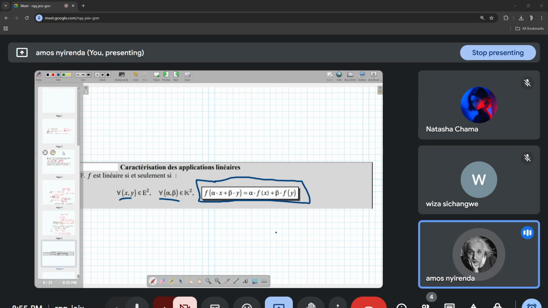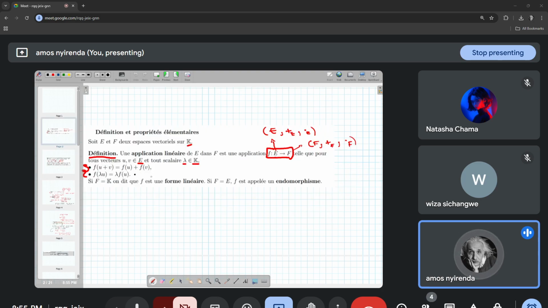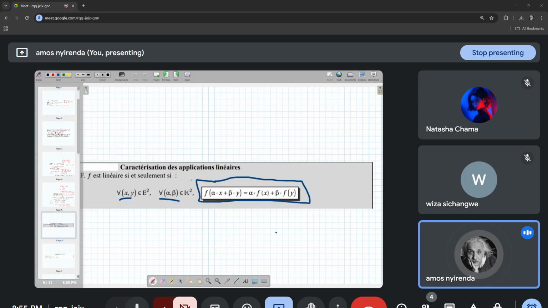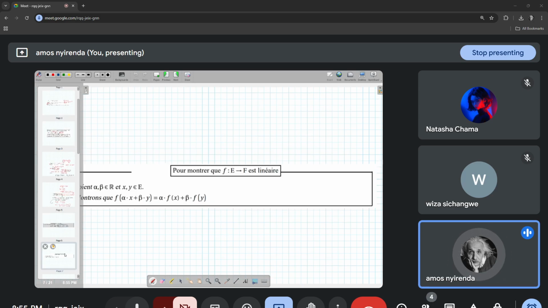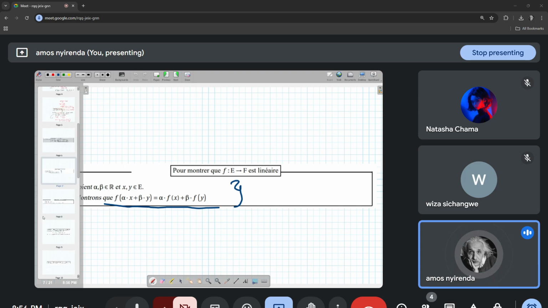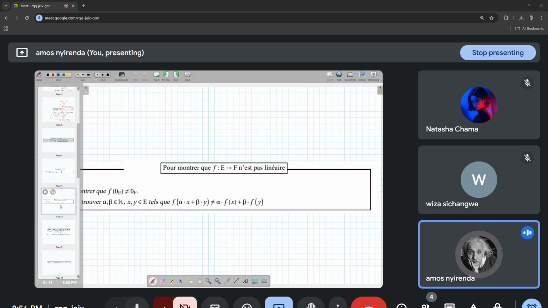So instead of showing these two properties separately, you can check for this one condition, and then you would be doing the same thing. So that is what we are saying here. You're supposed to just check this one property instead of checking the two conditions separately. You can just apply this one property, and you'd be doing the same thing.